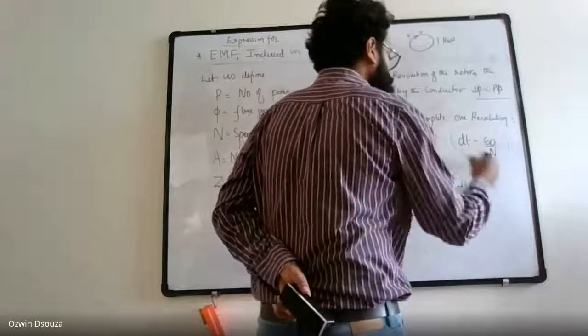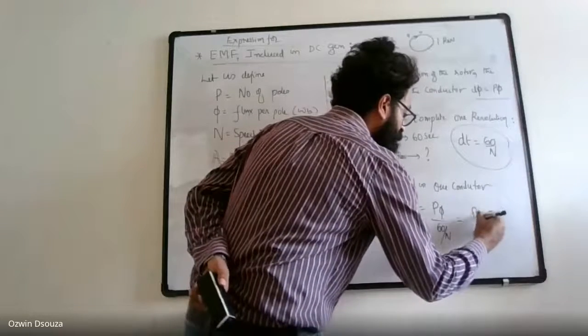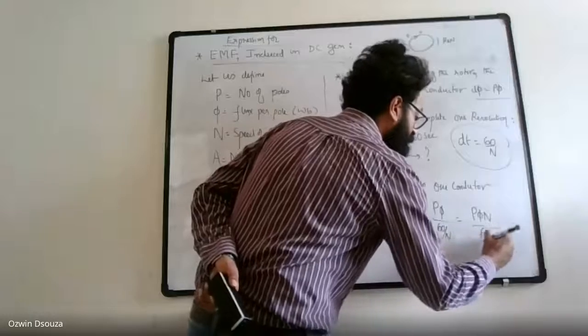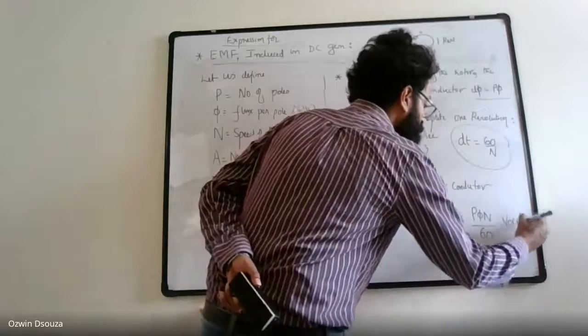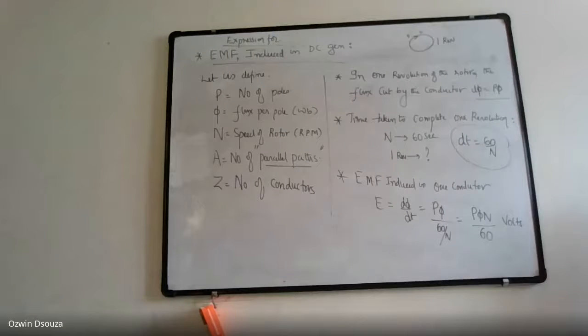And what is dt? dt is 60 by N. Or you can say that P phi N divided by 60 volts. So that is the induced EMF in one single conductor.